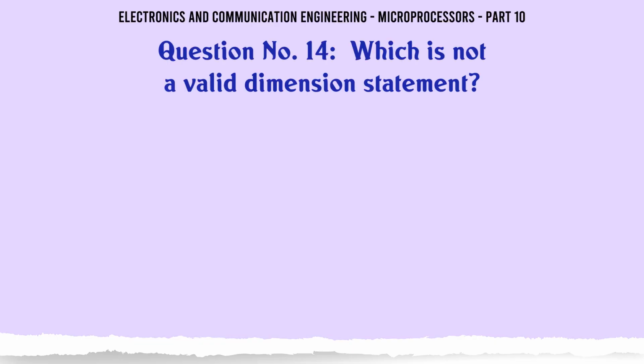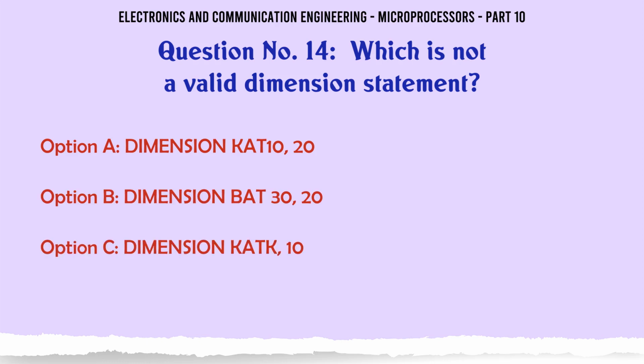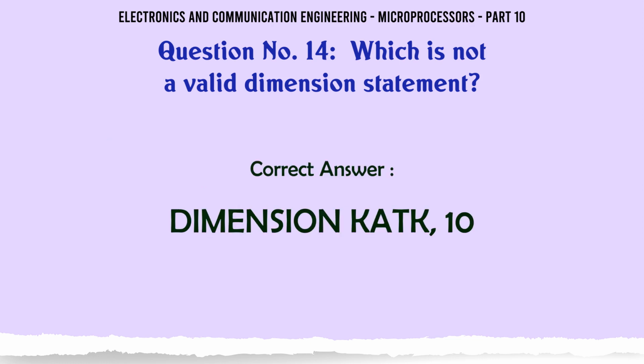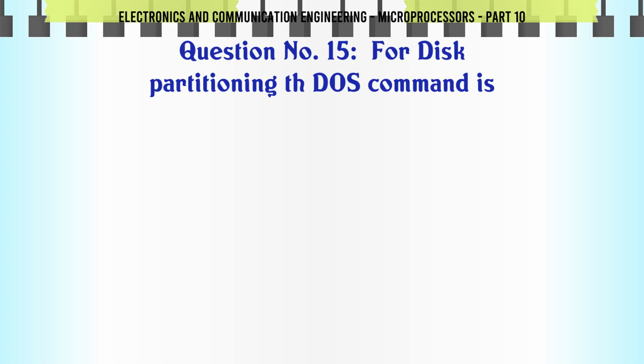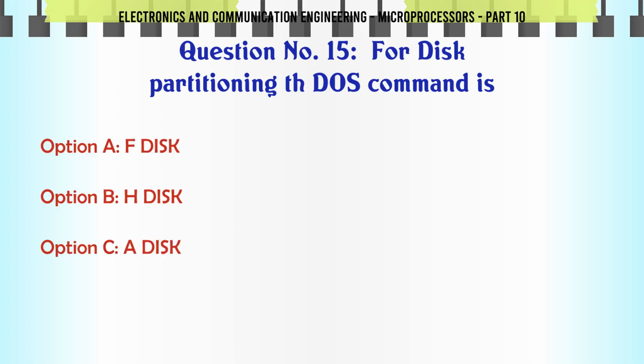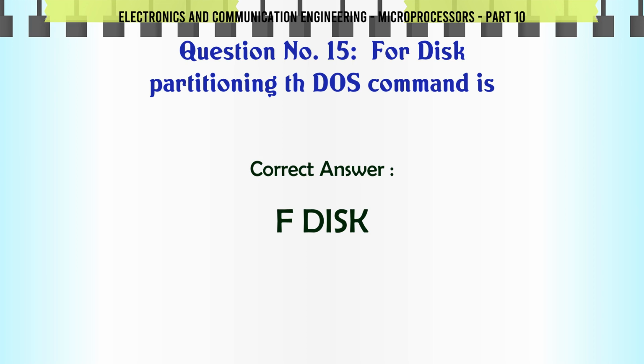Which is not a valid dimension statement? A dimension cat 1020, B dimension bat 3020, C dimension carc 10, D dimension bat 105. The correct answer is dimension carc 10. For disk partitioning the DOS command is A F disk, B H disk, C a disk, D D disk. The correct answer is F disk.